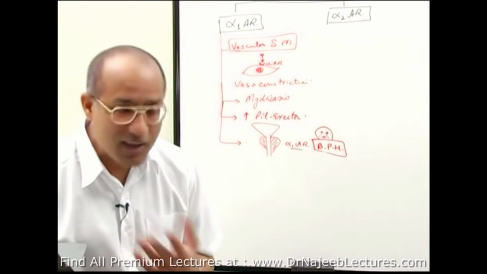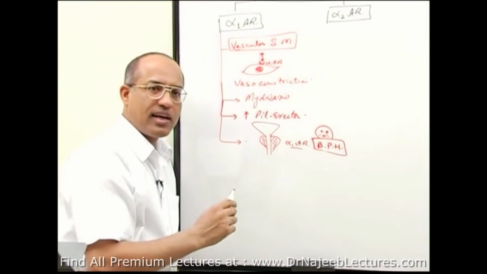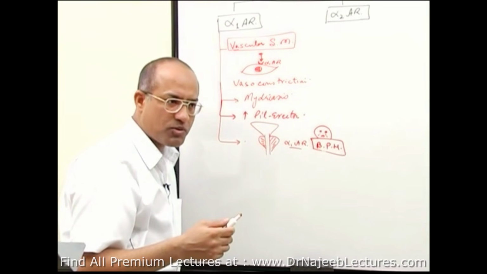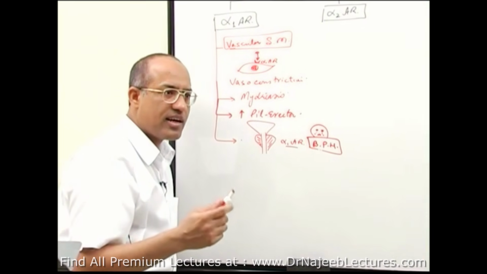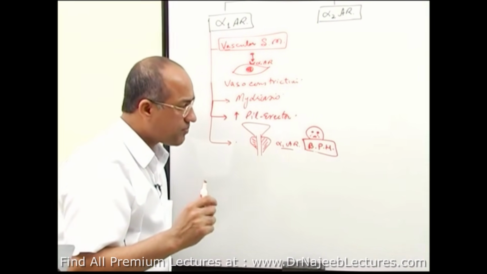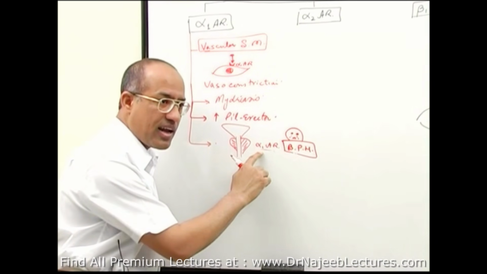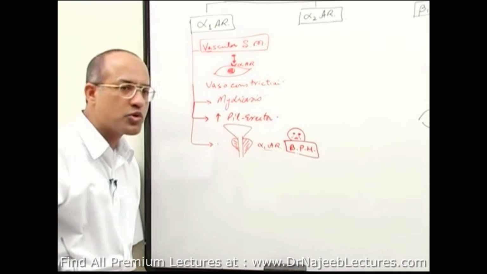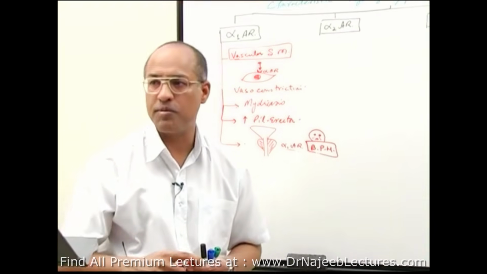Yes, antagonist, very good. You have to remember that alpha 1 receptors are present in the smooth muscle of the prostate as well, and this has clinical relevance, that there are drugs which are alpha 1 receptor blockers, specifically acting on the prostate, and they can relax the prostate and reduce the symptoms of benign prostatic hypertrophy and hyperplasia.